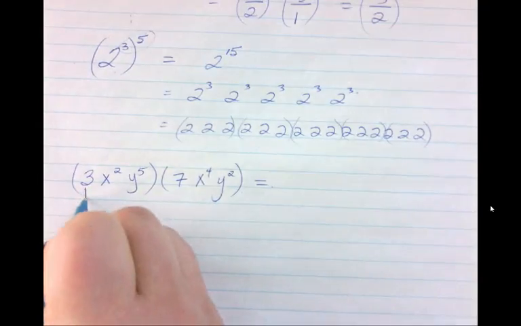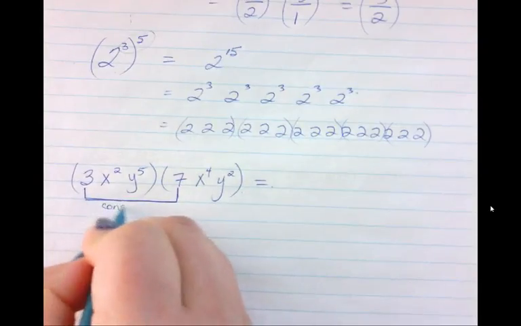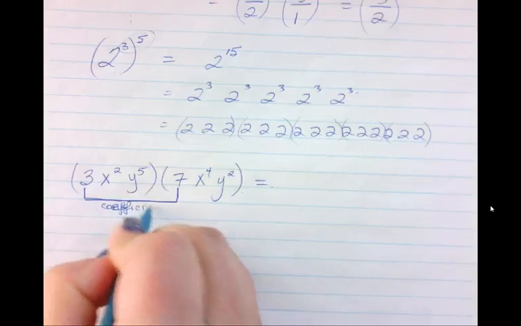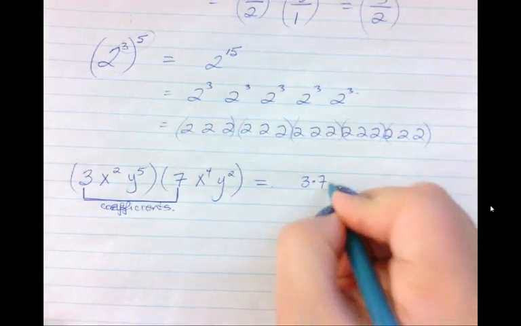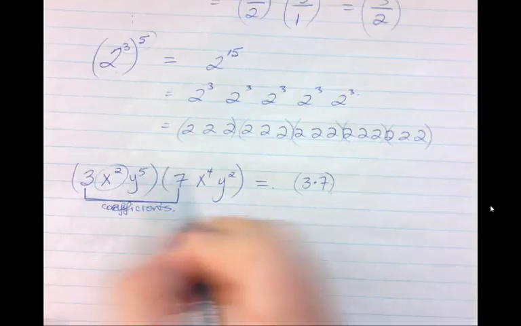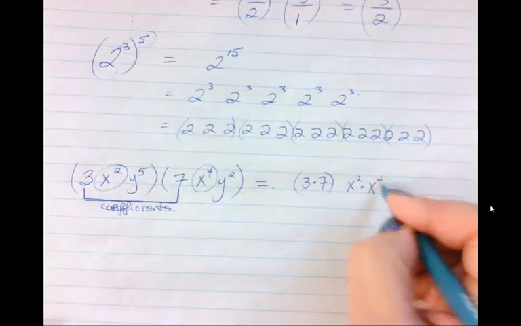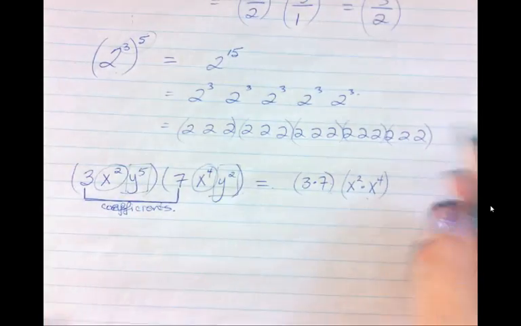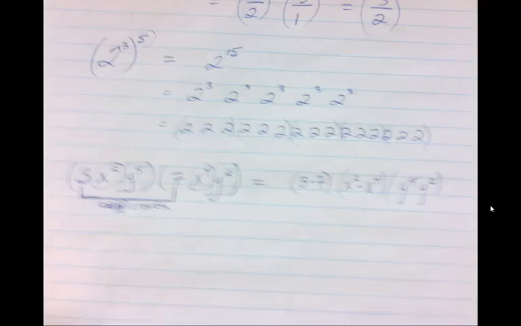What I need to do is look at combining my like terms. So my like terms here are my constants. These are my coefficients, actually. Coefficients. So I want to multiply them together. So 3 times 7. And then I want to combine my x's. So how can I combine my x's? And then I want to combine my y's. So how am I going to combine my y's? All right.